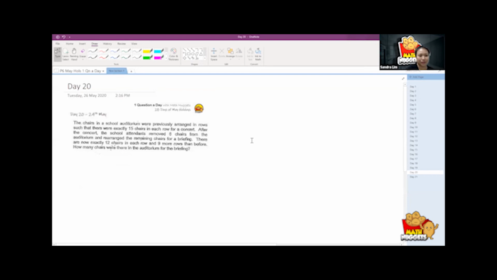Okay, question 20. Let me illustrate the question first. Okay, so let's make sure we all understand what the question is trying to say. At first, there were 15 chairs in each row. So each row is like that. There are 15 here. Okay, so another row, but we don't know how many rows there are. Okay, there are multiple rows at first.